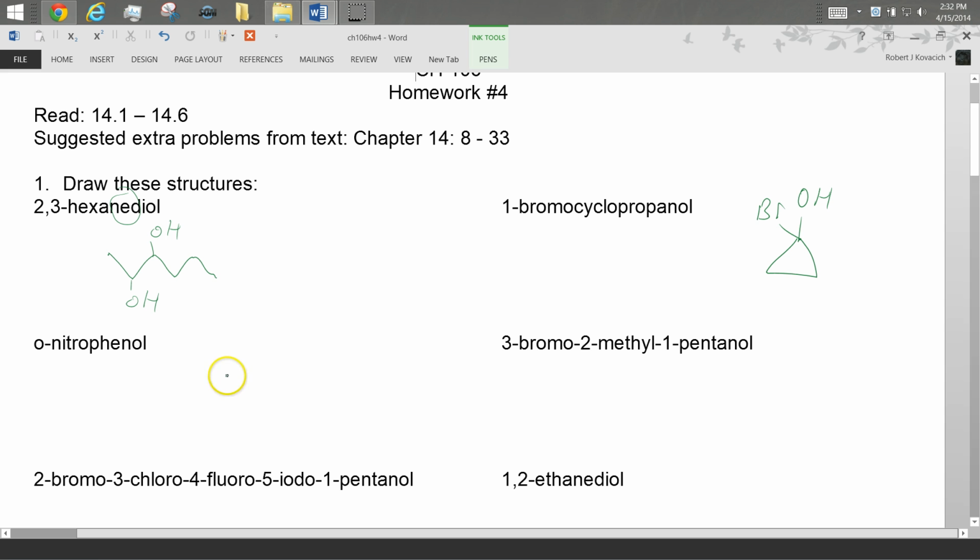O-nitrophenol. Alrighty. And O is what? 1 away, 2 away, 3 away. Next to it? 2 next to it. Okay.